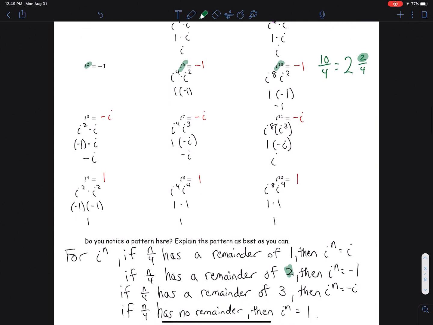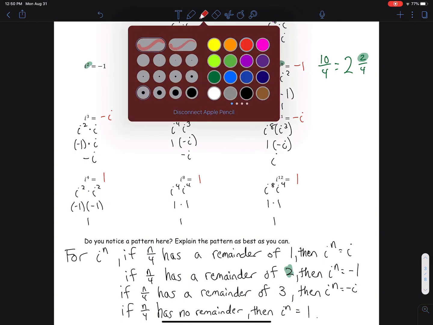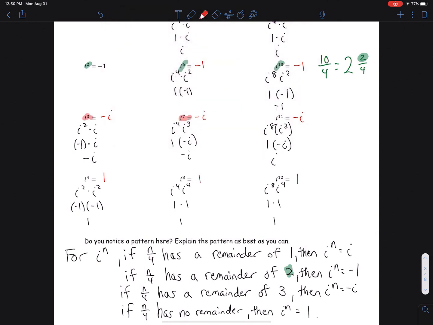So if you divide the exponent by 4, and you get a remainder of 3, then i to the n is equal to -i. You should see that right here. I to the 3rd, i to the 7th, and i to the 11th. Let's just do those divisions. I'll do 11 divided by 4 so I can show you guys. 11 divided by 4 would be 2 3/4. So our remainder there is 3. So whenever you divide by 4 and your remainder is 3, you simplify to -i.